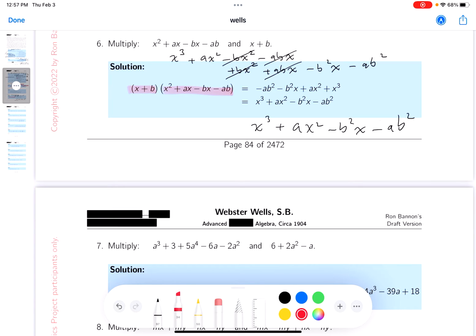Well, let me get my red highlighter out and see if I've done a good job. I see that. I see that. I see that. And I see that.